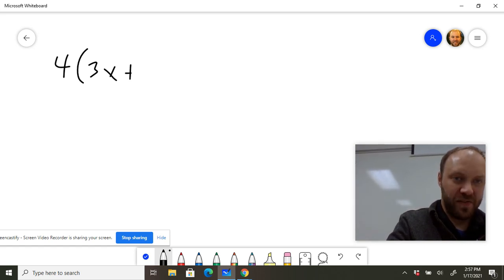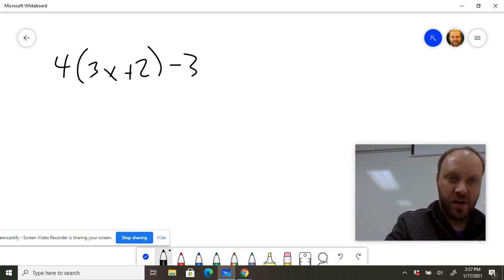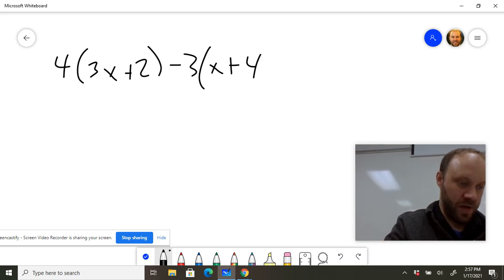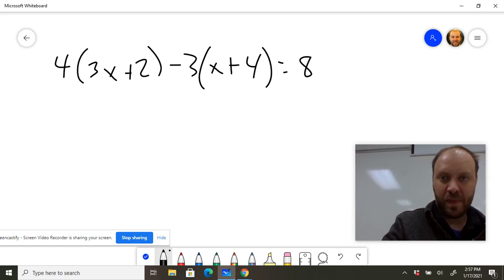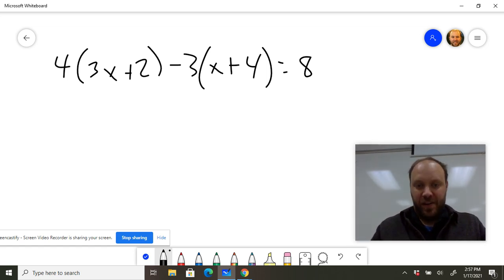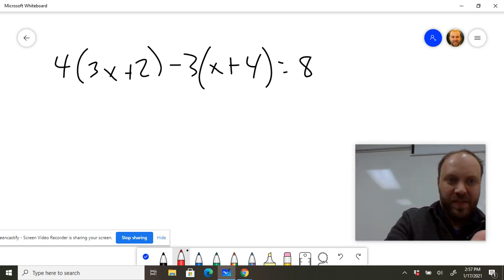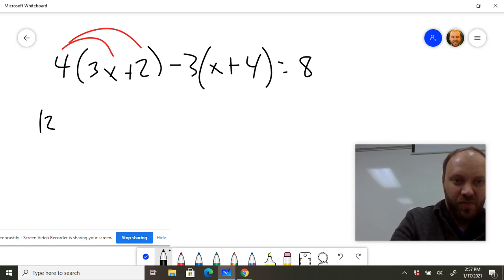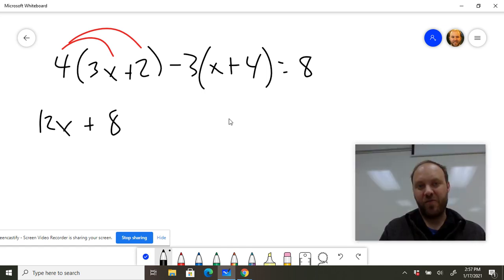I think most of the people that missed this problem had a sign issue. It tends to be the sticking point on this type of problem at this point in the course. All right. So anyway, you need to distribute and get rid of your parentheses here so we can multiply through. 4 times 3x is 12x. 4 times 2 is 8. Okay. Now, for the second part here, remember that subtracting is the same thing as adding a negative.